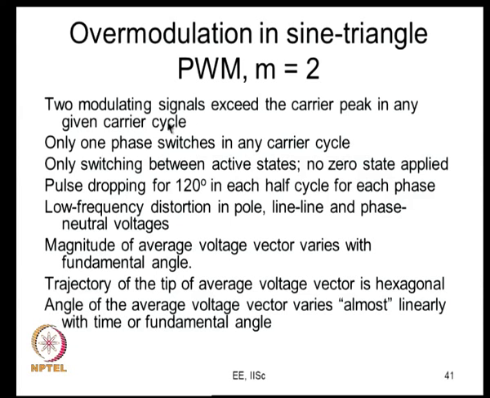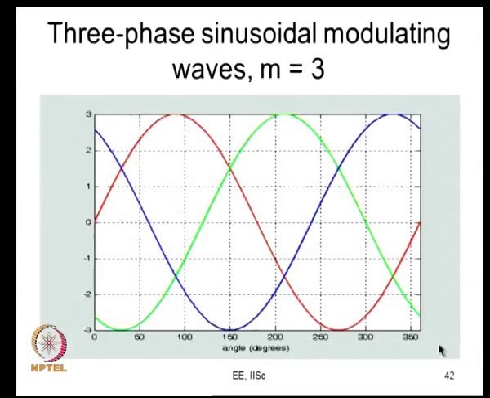Two modulating signals always exceed the carrier peak in any carrier cycle. Only one phase switches. This is switching between the two active states. So, no 0 state is applied. Pulse dropping for 120 degrees in each half cycle for each phase. You have a high low frequency distortion and the magnitude of the average voltage vector varies, but now the trajectory of the tip of the average voltage vector is a hexagon. But you still find that the angle of the average vector is almost linear with time on the fundamental. So, when you go beyond this, this would start changing now.